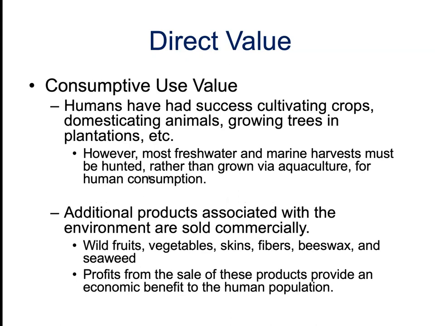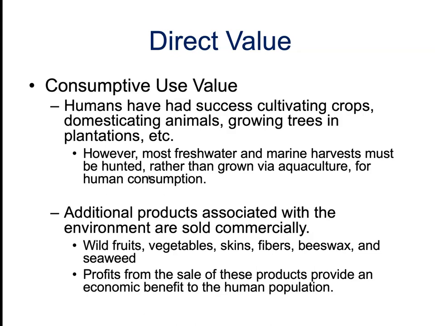Consumptive use value. Humans have had success in cultivating crops, domesticating animals, growing trees and plantations, etc. However, aquaculture, the growing of fish and shellfish for human consumption, has yet to become a large means of human welfare. Most freshwater and marine harvests have to be hunted rather than grown via aquaculture. So we heavily rely on biodiversity as a food source because we simply do not have the ability to supplement our needs with fish farms yet.